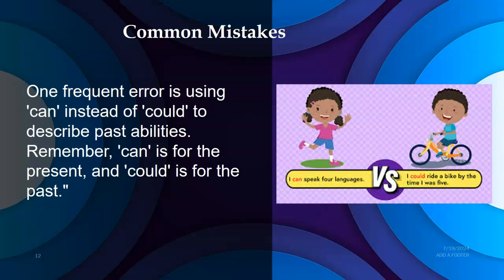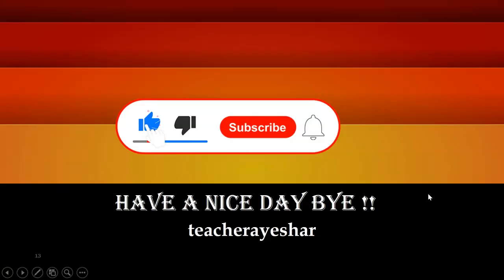This is the thing you have to remember in your mind, or maybe you will make mistakes that will affect your speaking. For example, "I can speak four languages." Here you are talking about an ability in the present. "I could ride a bike by the time I was 5." Now I think it is more clear to you.